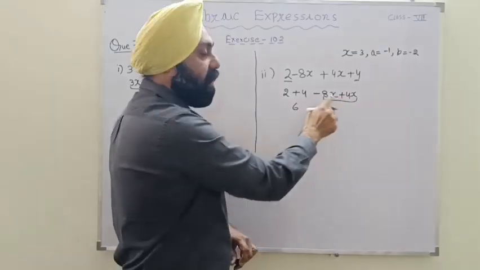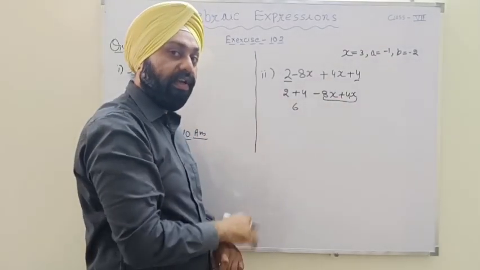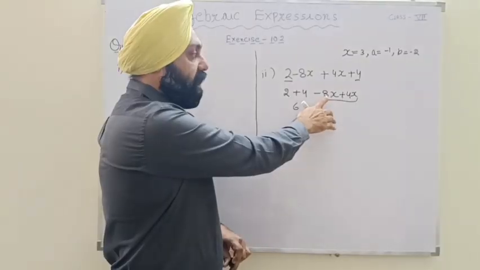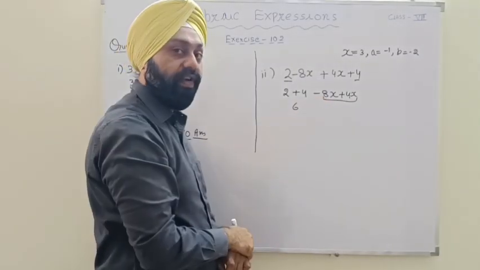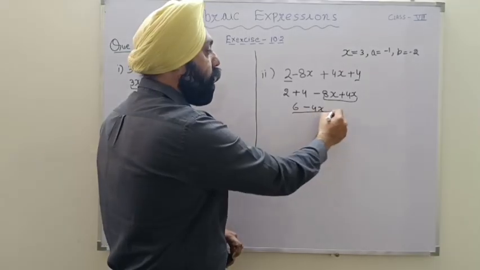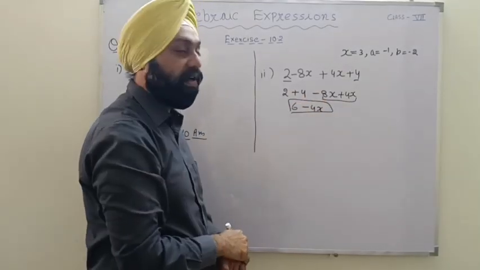Again, 8 and 4 have different signs, so we will subtract. 8 and 4, if you subtract, we get 4. But the bigger number is 8 and the sign of 8 is minus. So it will be minus 4x. So this is the simplified form of the expression: 6 minus 4x.